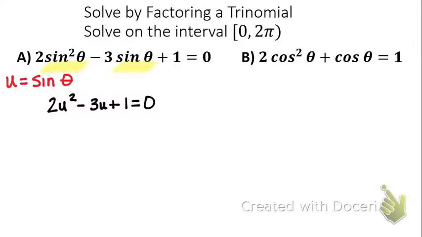Go ahead and factor that down. Factor and solve that quadratic equation. So factor 2u squared minus 3u plus 1 equals 0. So take a minute and factor that down and solve it.